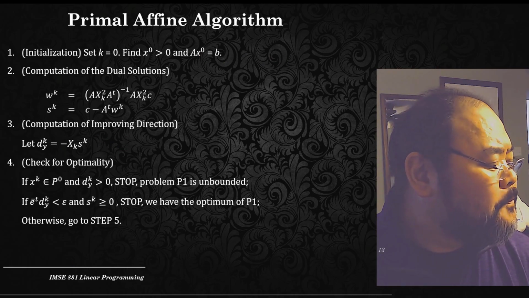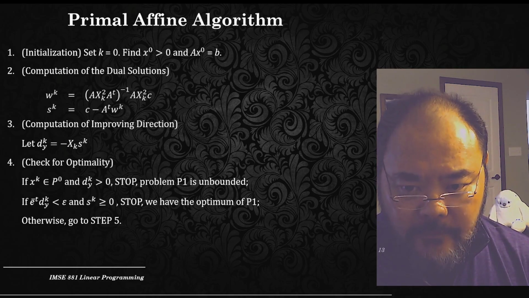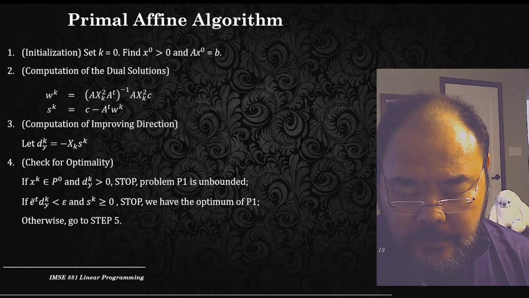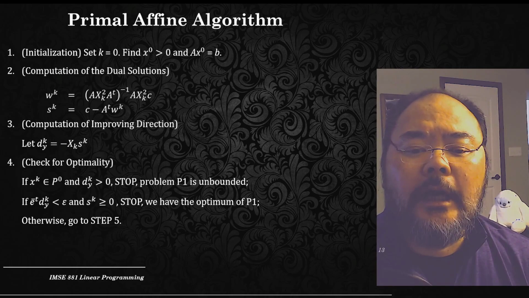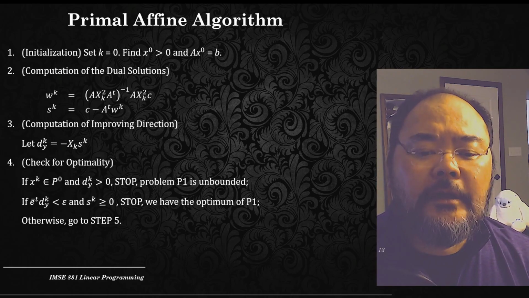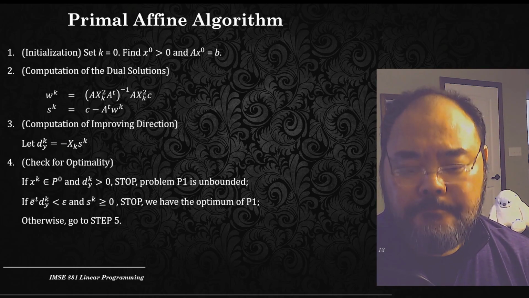So now we are summarizing the primal affine algorithm. First, set k equal to 0 and find the initial solution x naught that is strictly positive and satisfies the constraint A times x naught equal to b.